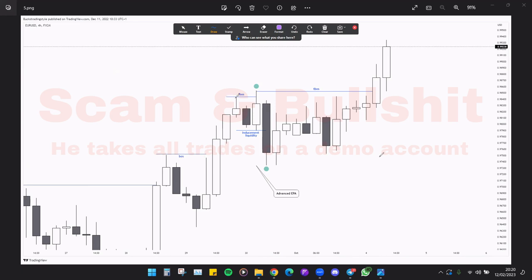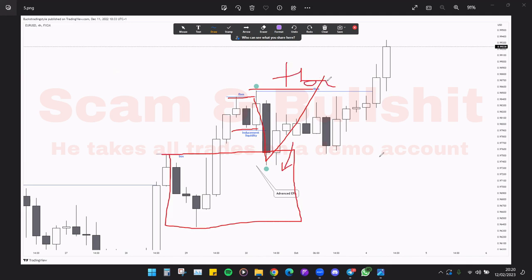What did the price do after this fake break of structure right here? This becomes an inducement. Price came back down and then went up to the true break of structure. Okay, so remember this whole range right here is our demand zone. So price mitigated the demand zone and then went up to the true break of structure. You understand this? Yeah.